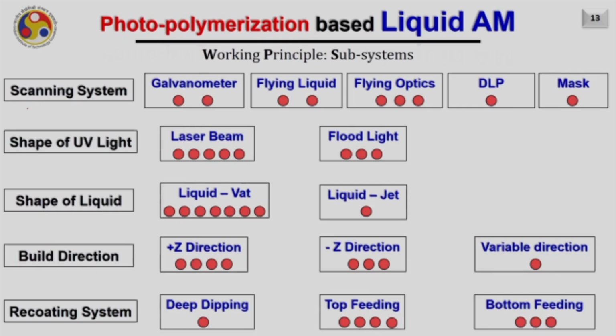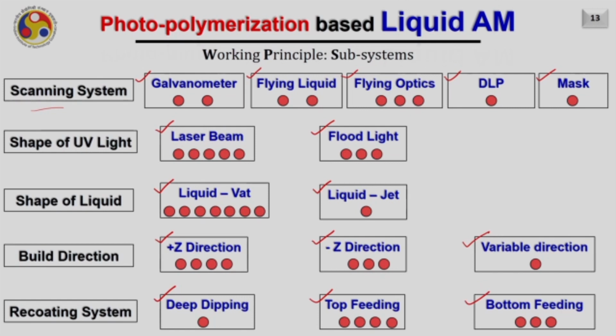Like I have already mentioned, for the scanning 5 systems are available: galvanometer, flying optics, flying liquid, DLP and mask. Then the shape of UV light could be laser beam, already you have seen, or it could be the floodlight. Also the shape of liquid could be a liquid wet like a big tank, or it could be liquid jet. Also the build direction could be in plus Z direction, in minus Z direction, or it could be a variable direction like the optics when it is attached with the robotic arm. And the last one is recoating system. It could be deep dipping, top feeding or bottom feeding.